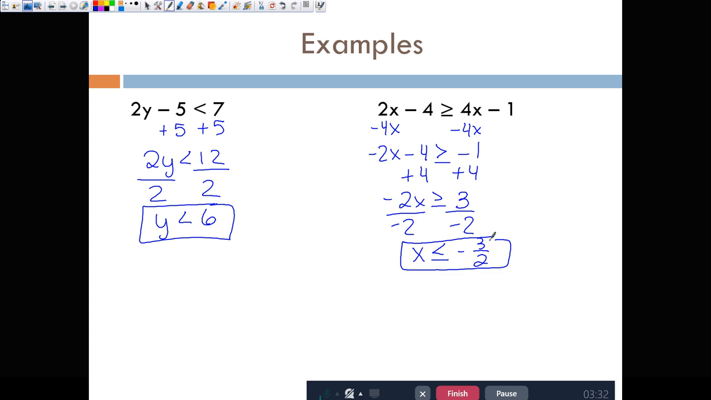So if I did it the other way, then I'd have to rewrite this when I got to the end, which you'd still get the same answer, just you're more likely to make a mistake. That's what I worry about.